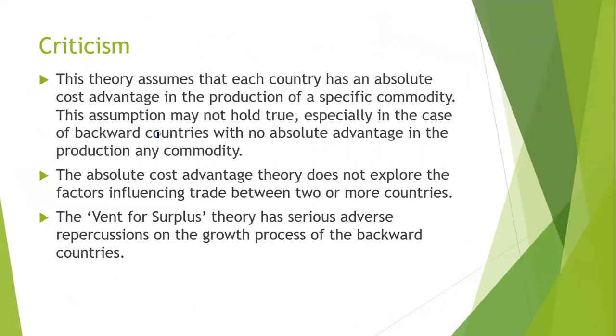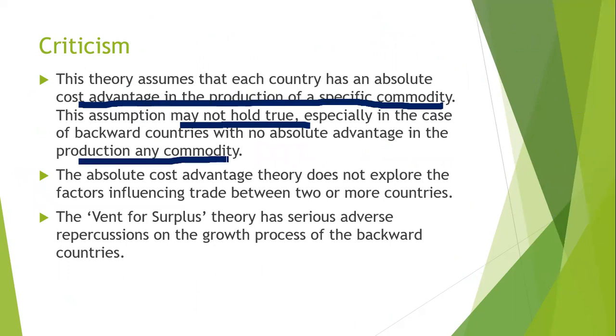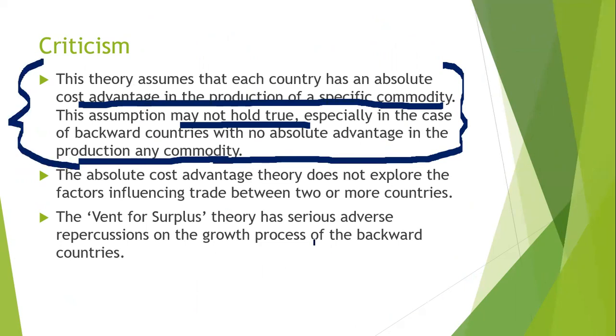What are the criticisms against this theory? This theory assumes that each country has an absolute advantage in the production of a specific commodity. This assumption may not hold true in the case of all commodities and countries, because we know that some countries don't have absolute advantage in the production of any commodity. So for this theory to be successful, a particular country must have an advantage in the production of at least one commodity. But we have countries having no absolute advantage in the production of any commodity. So in the case of such countries, the theory will not hold good.